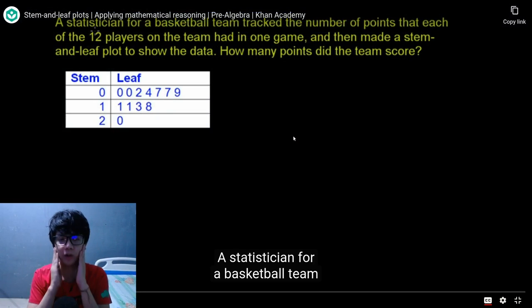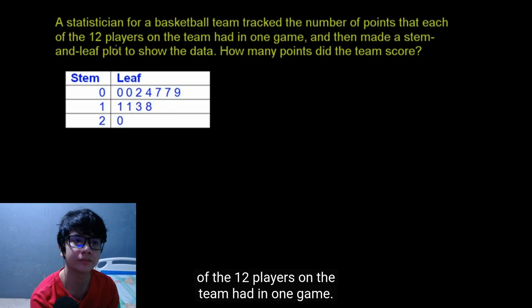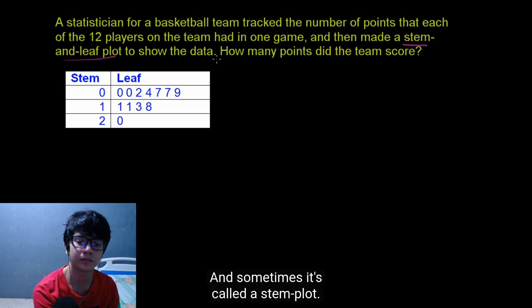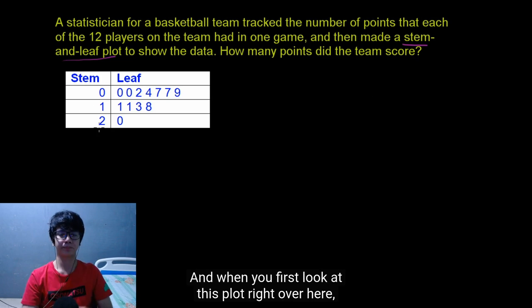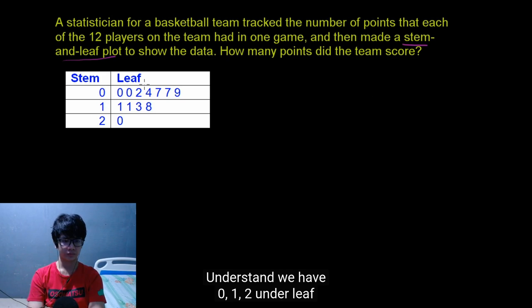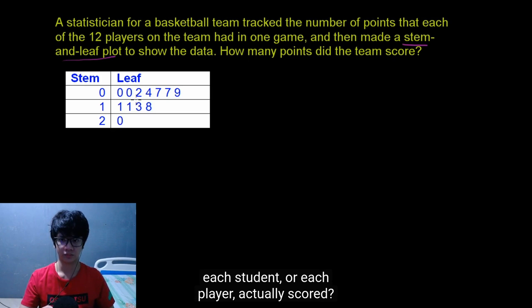I need a haircut. A statistician for a basketball team tracked the number of points that each of the 12 players on the team had in one game, and then made a stem and leaf plot to show the data. Sometimes it's called a stem plot. How many points did this team score? When you first look at this plot, it seems a little hard to understand. Under stem, you have 0, 1, 2. Under leaf, you have all of these digits. How does this relate to the number of points each player actually scored?